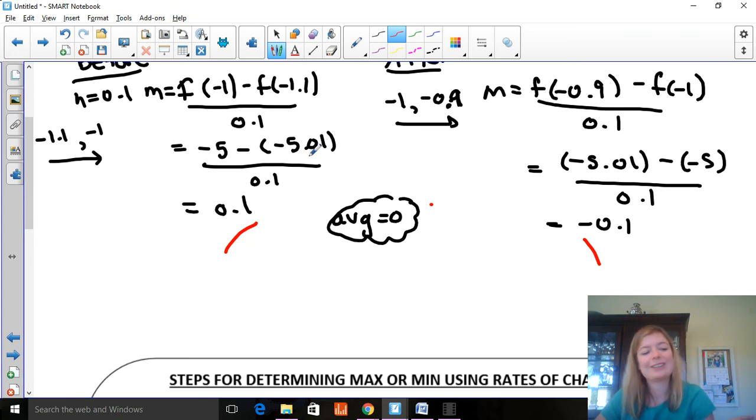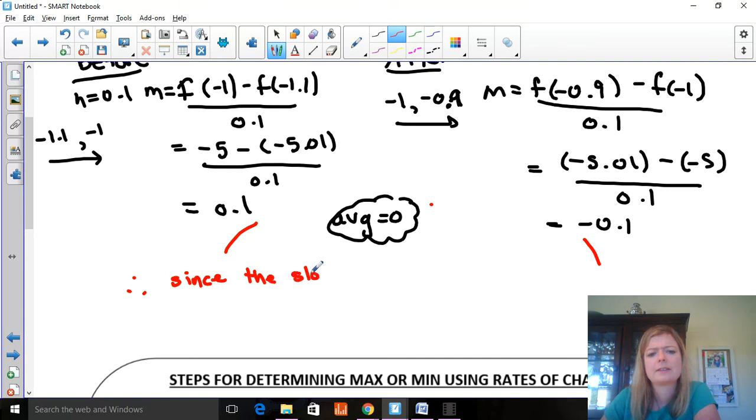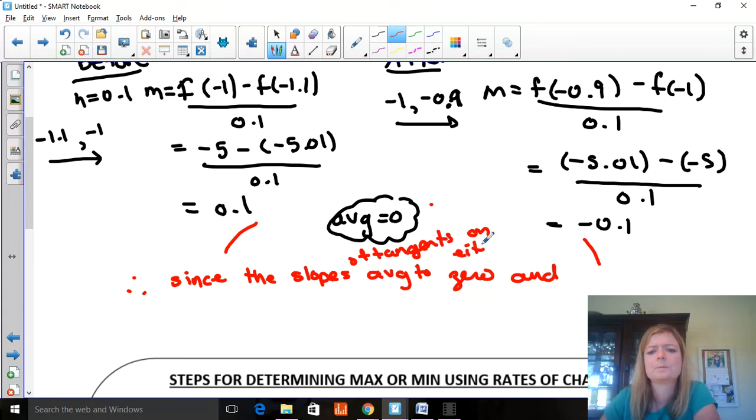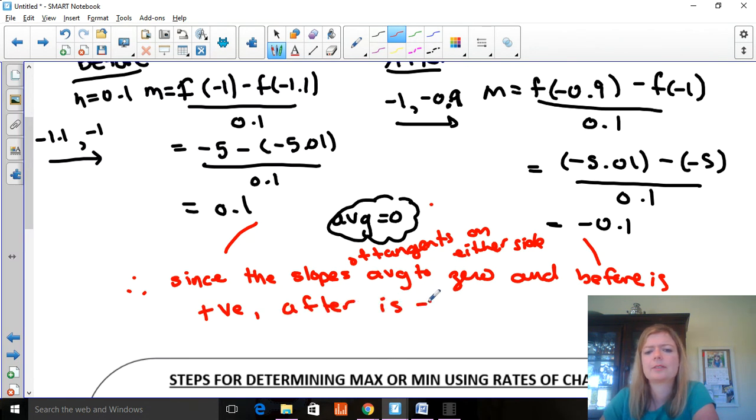Now you have to have your nice little concluding sentence. So therefore, since the slopes of tangents on either side average to 0, and before is positive, after is negative, therefore x equals -1 is a local maximum.